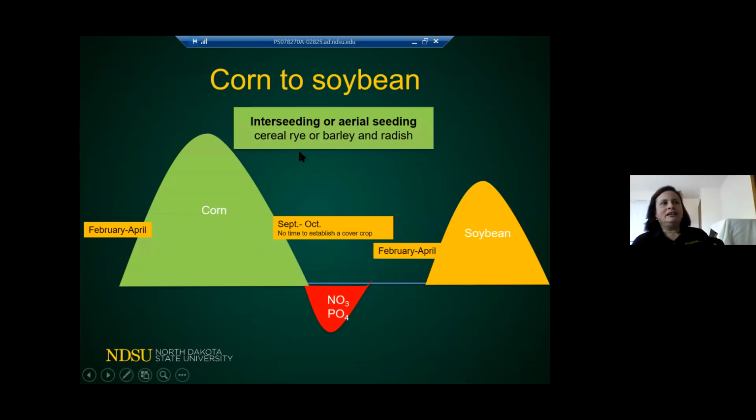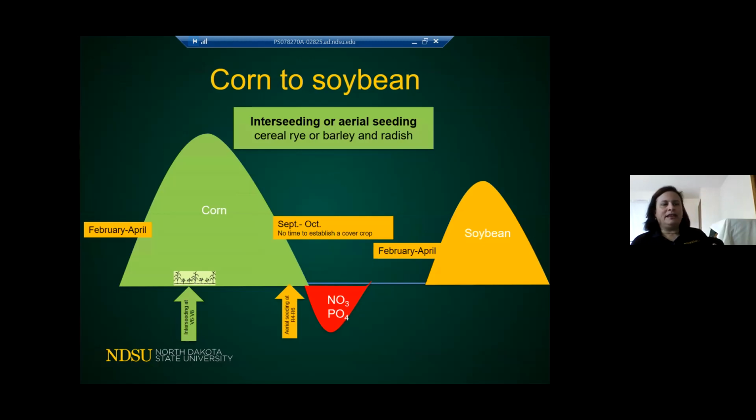Interseeding or aerial seeding can be a cereal rye if you're going to follow it with soybean. If you're going to follow with wheat or corn again, then you don't want cereal rye, you just want barley or radish. Interseeding can be done at the V6 stage. There's equipment developed, I'll show pictures. We've done a lot of work trying to figure out what works and what doesn't. The other possibility is aerial seeding or broadcasting late in the season, at R4 to R6. In September, October, we really don't have time because the corn is still going to be there.